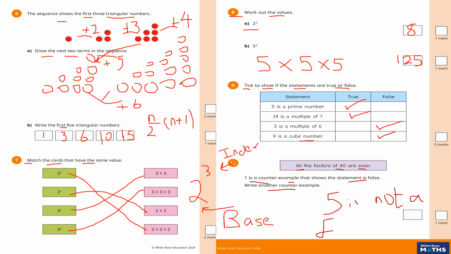Sorry, 5 is not an even number, but it is a factor of 40 because 5 eights make 40. So this worksheet, guys, is testing your understanding and knowledge of factors, multiples, and primes, and also some introduction to powers.